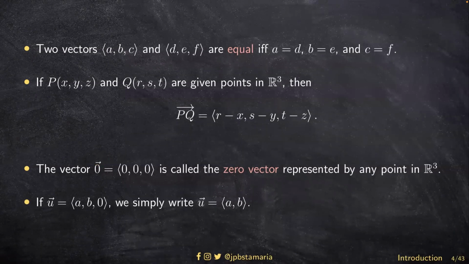And also, if the third component of the vector is 0, let's say there is only the first and second components, or the x and y components, we would rather represent that vector by just discarding the third component. The AB0 will be just denoted by AB. Okay? Do you understand me so far?